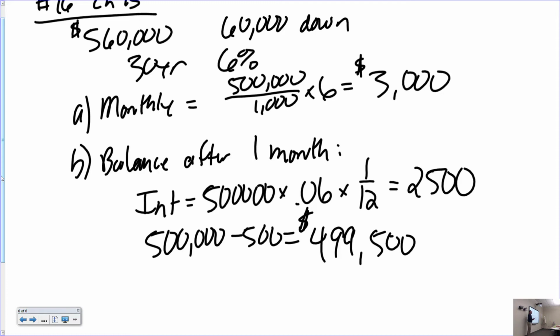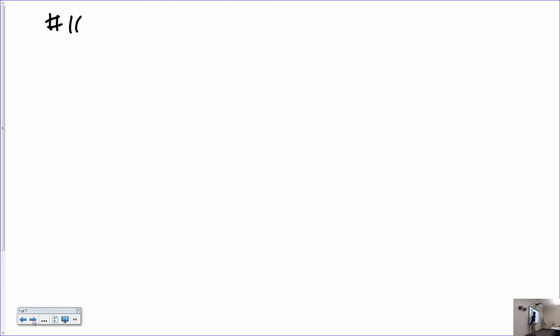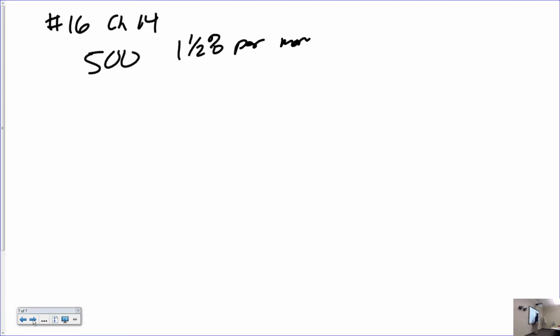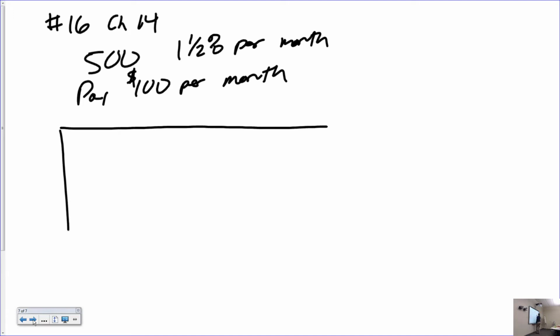Oh, can you do number 16 from chapter 14 as well? Yes, we can crank that one out really quick. So Bill bought a $500 rocking chair. The terms of her revolving charge are 1.5% on the unpaid balance for the previous month. She pays $100 per month and completes a schedule for the first 3 months, like table 14.3. Be sure to use the U.S. rule.